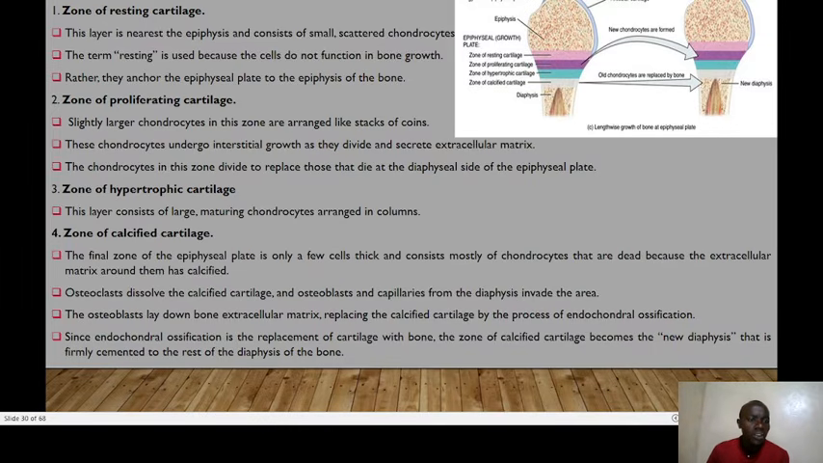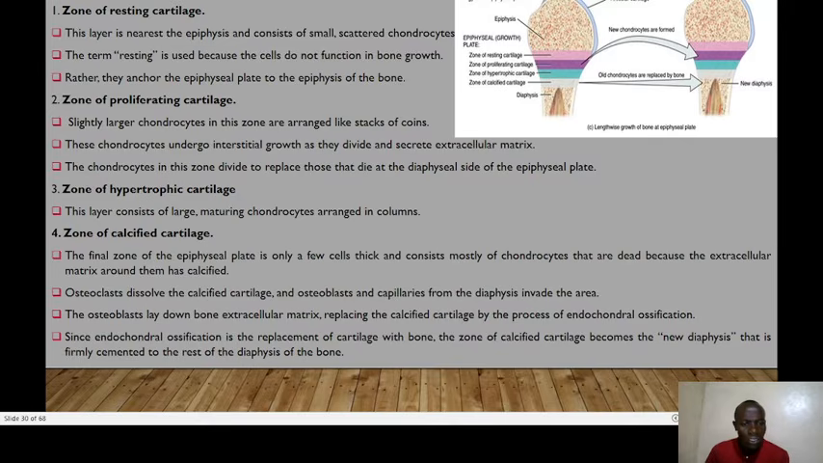And last, you have the zone of calcified cartilage. This final zone of the epiphyseal plate is only a few cells thick and consists mostly of chondrocytes that are dead because the extracellular matrix around them has calcified. Osteoclasts dissolve the calcified cartilage, and osteoblasts and capillaries from the diaphysis invade the area. The osteoblasts lay down bone extracellular matrix, replacing the calcified cartilage by the process of endochondral ossification.